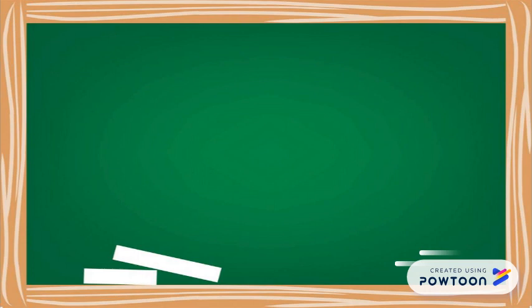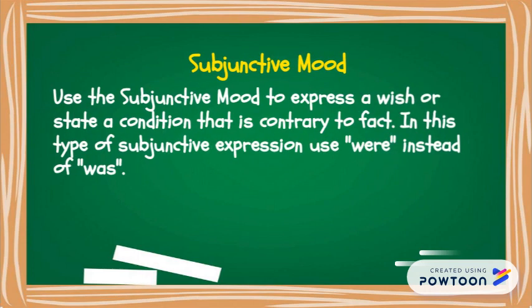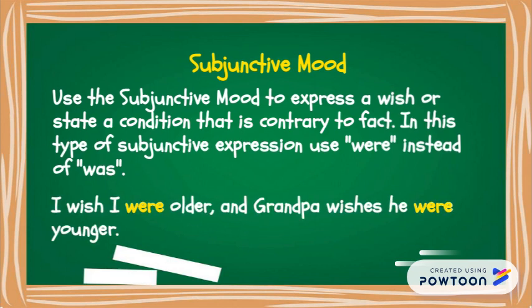Now let's talk about the subjunctive mood. You use the subjunctive mood to express a wish for something to be true, or to express something that is contrary to what actually is. In this type of subjunctive expression, use the word were instead of was. For example, the sentence I wish I were older, and Grandpa wishes he were younger.